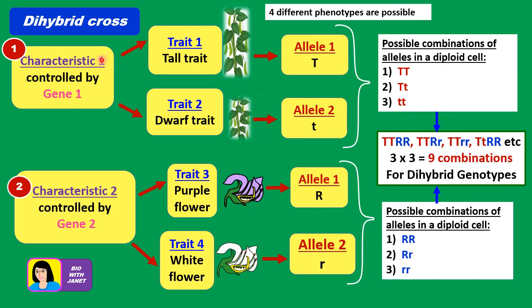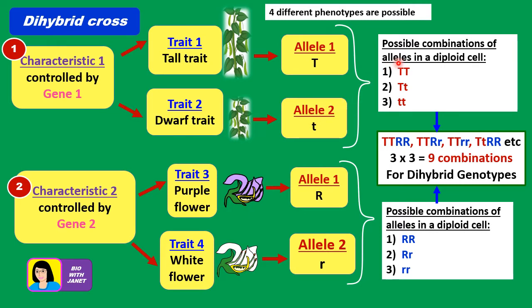Okay. So let's say we take characteristic 1, height, controlled by gene 1, which is the gene for height. This characteristic of height consists of two variants, which are called the traits. So first you have the tall trait, and secondly you have the dwarf trait. All right. So the plant can either be tall or dwarf. Now the tall trait is controlled by the allele big T, which is a dominant allele, right? And for the dwarf trait, we can assign the letter small t to represent the recessive allele. Okay. So these two alleles are involved in the gene for height.